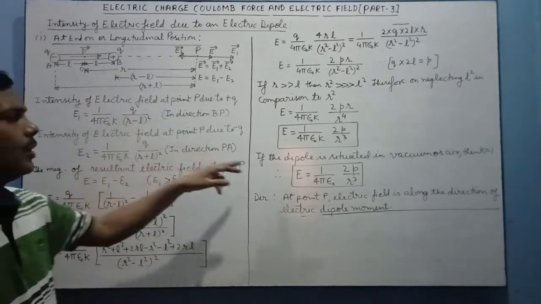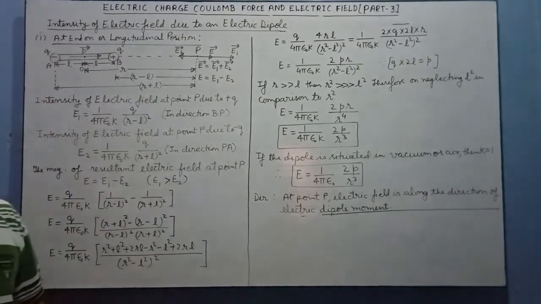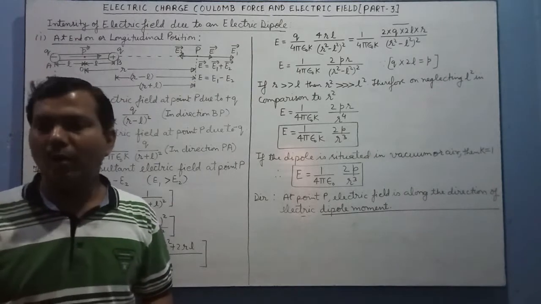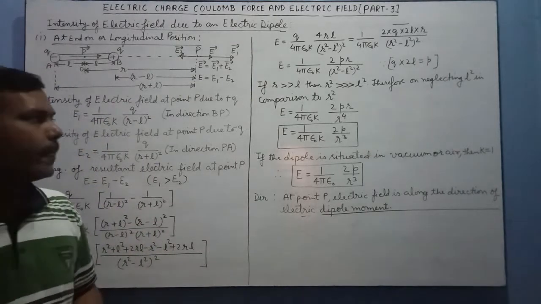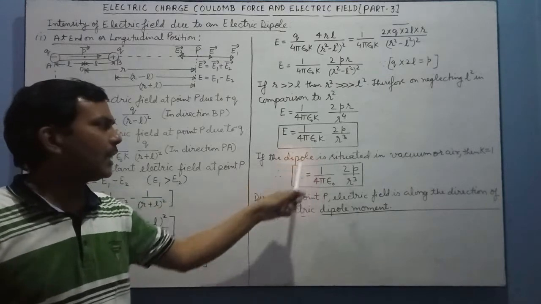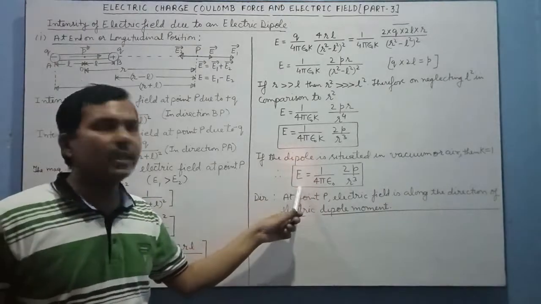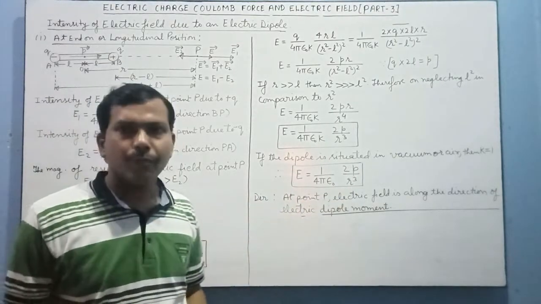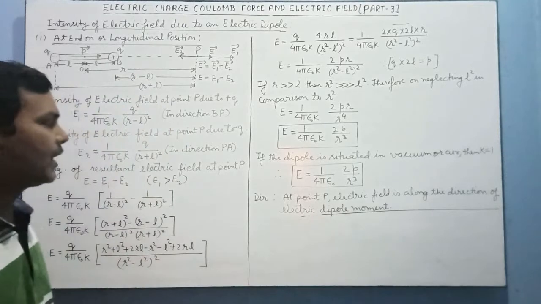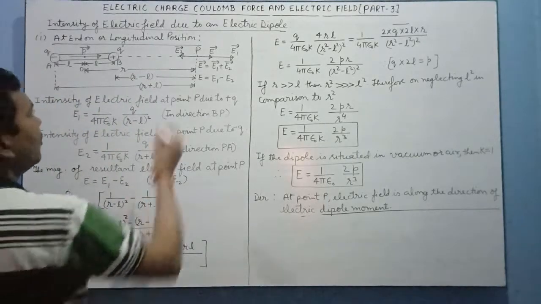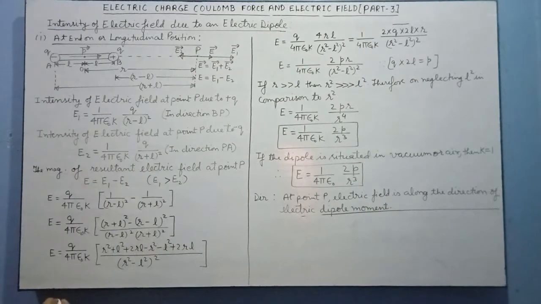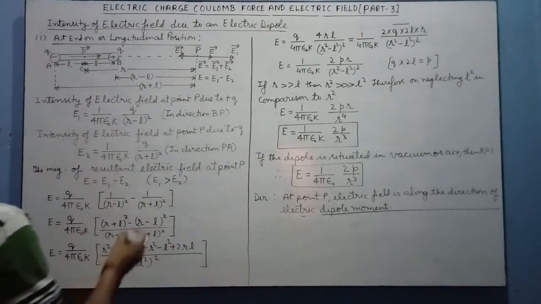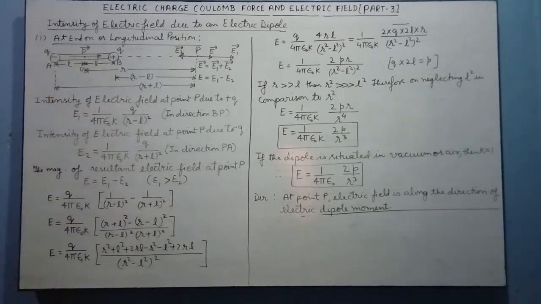If this dipole is situated in vacuum or in air, in that case we know that the value of dielectric constant K is 1. We will substitute K here as 1. For that case we may obtain the electric field E is equal to 1 upon 4 pi epsilon 0, 2P by R cube. Now the direction of electric field at this point P. The direction of electric field means the resultant electric field at point P is along the direction of electric dipole moment.